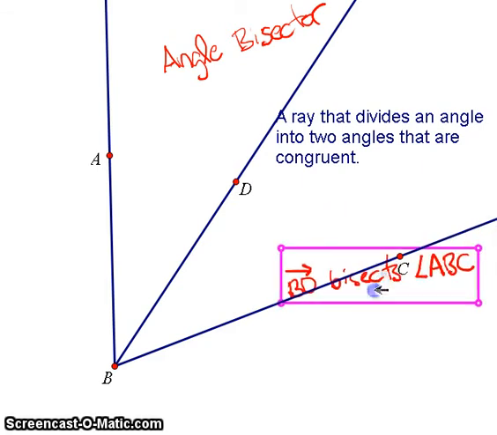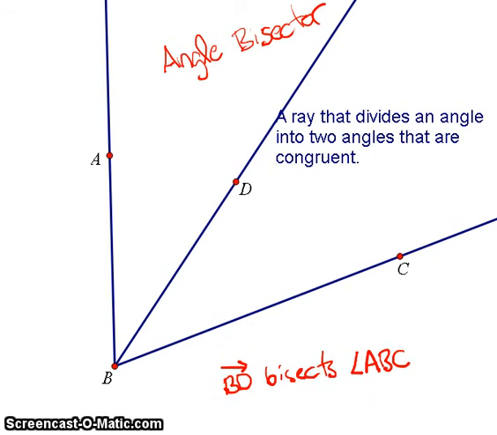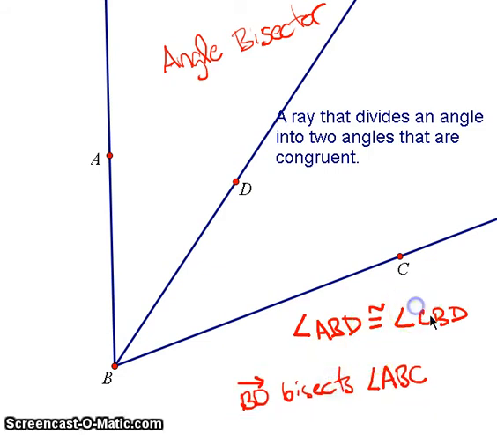So we might say something like ray BD bisects angle ABC. And if BD is an angle bisector, then we could also say that angle ABD is going to be congruent to angle CBD. And again, if those angles are congruent, you might see markings in the diagram that look like a single arc with a single arc, or you might see a double arc with a double arc. And then you would know that ray BD is in fact splitting angle ABC into two congruent parts. That makes BD an angle bisector.